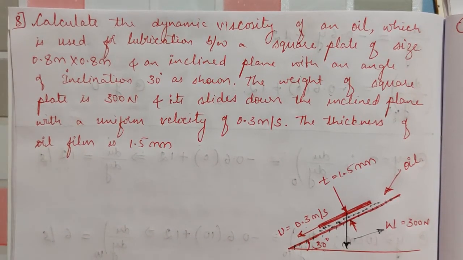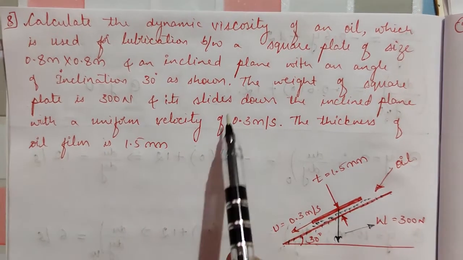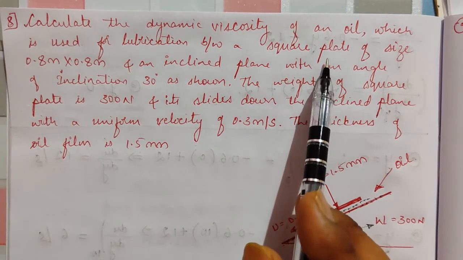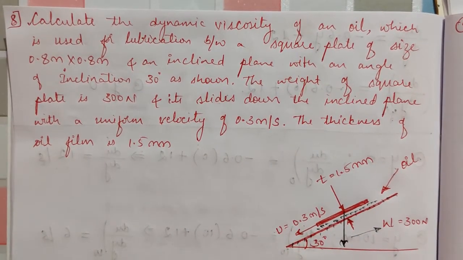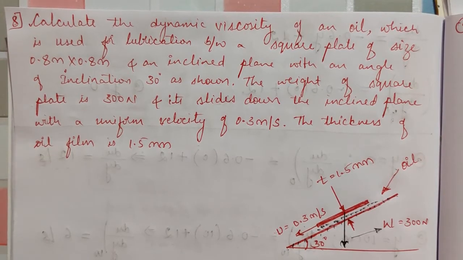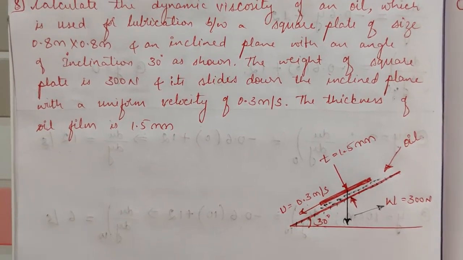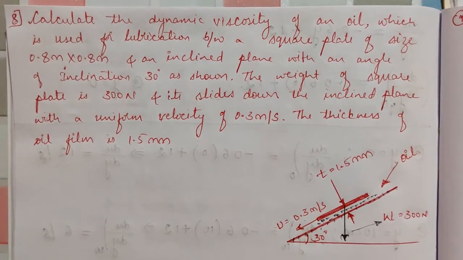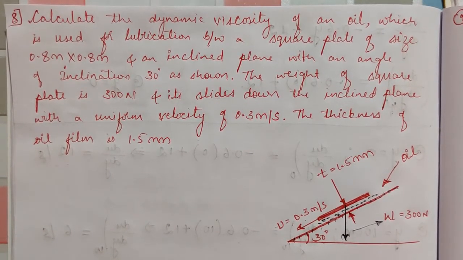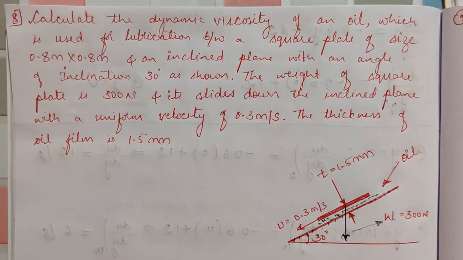Calculate the dynamic viscosity of an oil which is used for lubrication between a square plate of size 0.8 meter into 0.8 meter, and it is inclined plane with an angle of inclination 30 degree as shown. So this is the figure. The weight of the square plate is 300 Newton and it slides down the inclined plane with a uniform velocity of 0.3 meter per second. The thickness of the oil film is 1.5 mm.